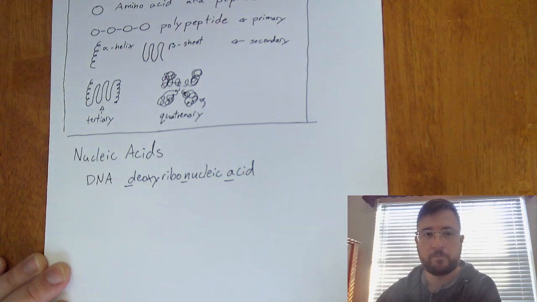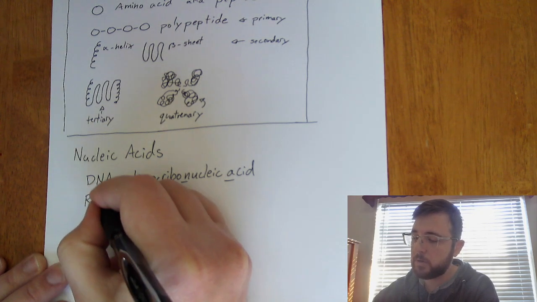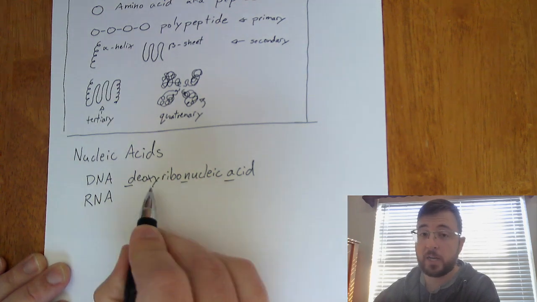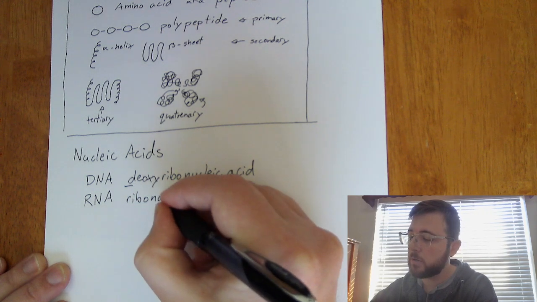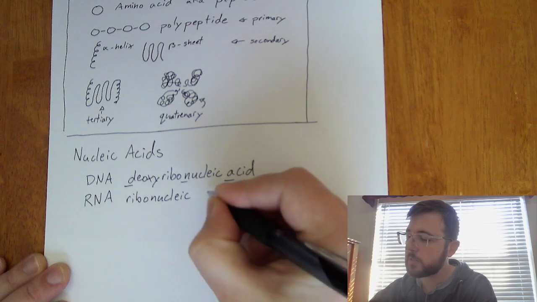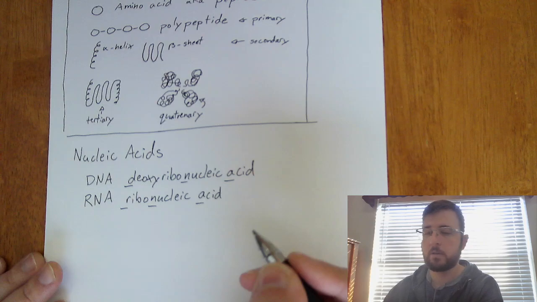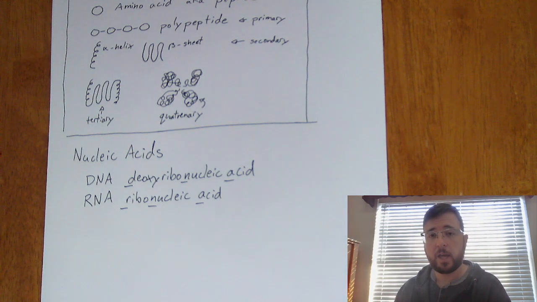DNA has another molecule it's very similar to called RNA, which is just most of this, but without the deoxy. It's the ribonucleic acid, or RNA. So these nucleic acids were originally discovered inside the nucleus of cells. And that's why they're called nucleic acids.